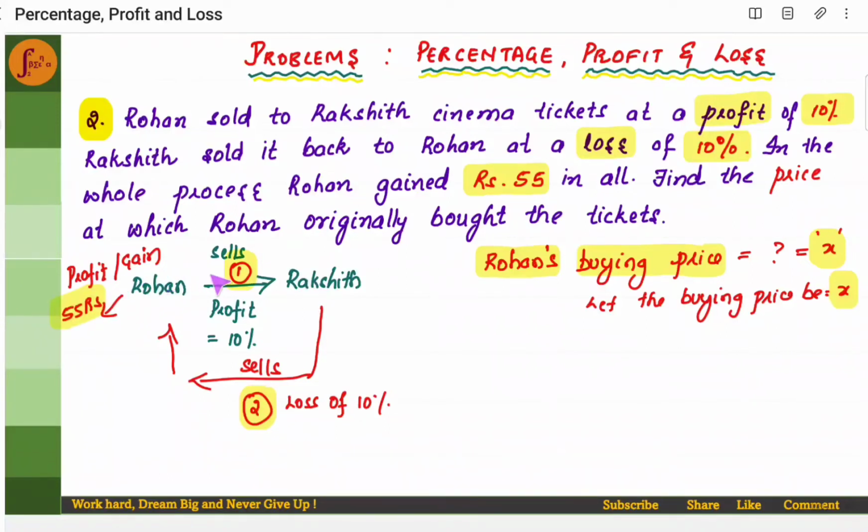Let's start with the first transaction. We'll find the profit and the selling price. Then we come to the second transaction, where again we'll find the selling price and the profit. Then the total profit should be 55 rupees. Using this total profit, we need to find Rohan's original buying price, that is, how much he bought the tickets for.